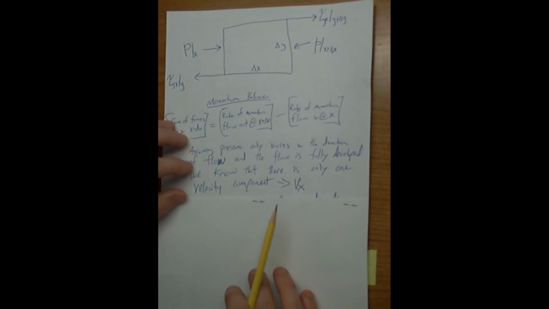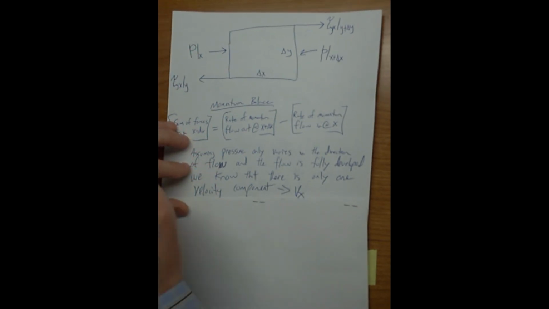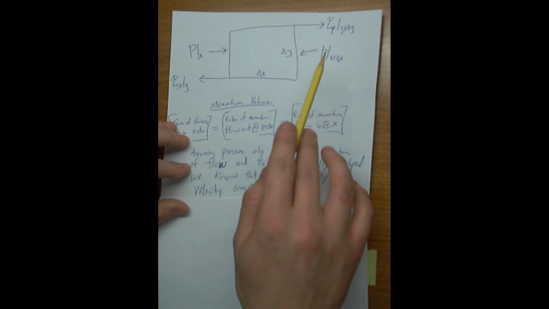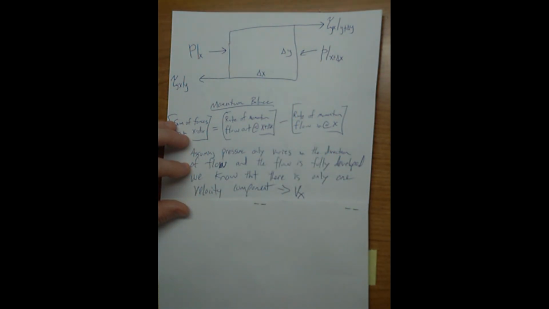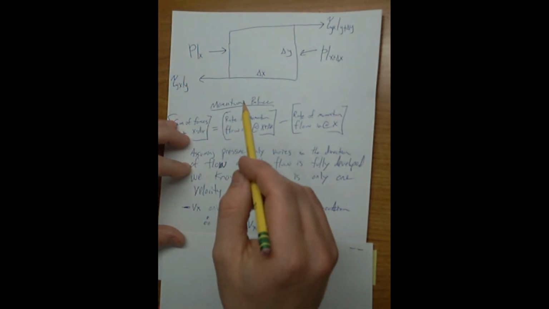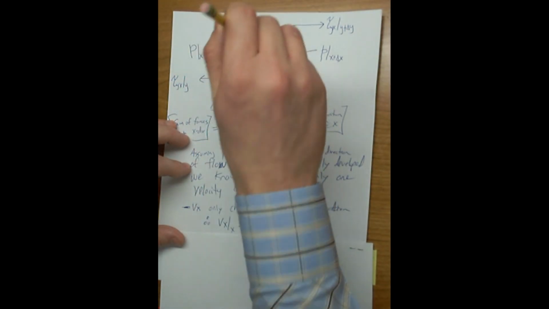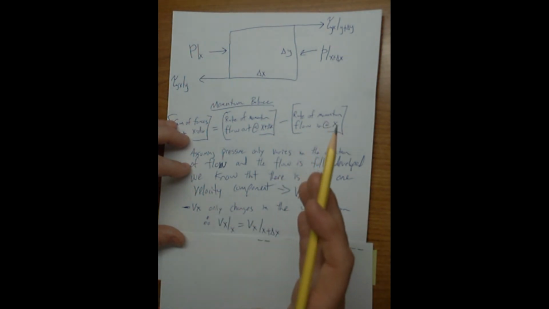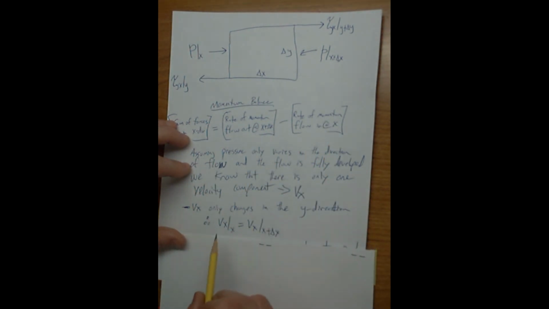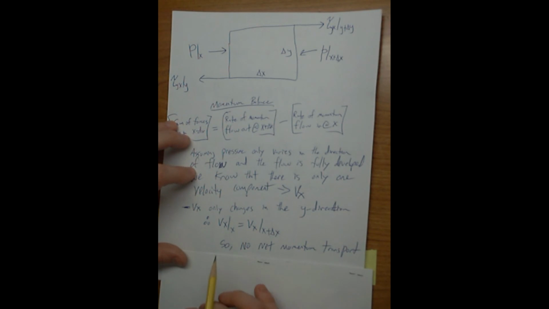Again we're assuming that the pressure only varies in the direction of flow. We're also going to assume it's fully developed. So we know there's only one velocity component, and that's Vx. Vx only changes in the y direction. So Vx along the same y, at y equals 0 or y equals h or whatever it may be, is going to be exactly the same. So Vx at x is going to be equal to Vx at x plus delta x. So again, there's no net momentum transport in this example either.